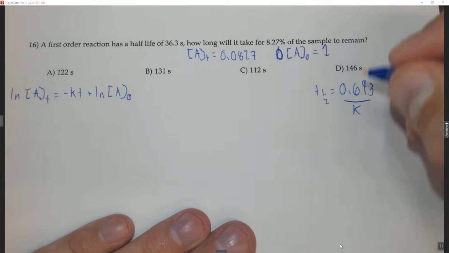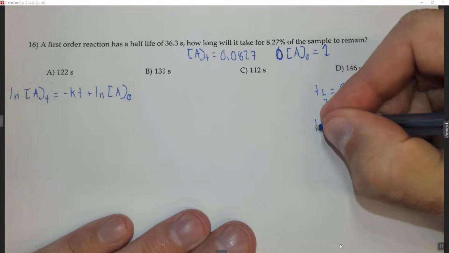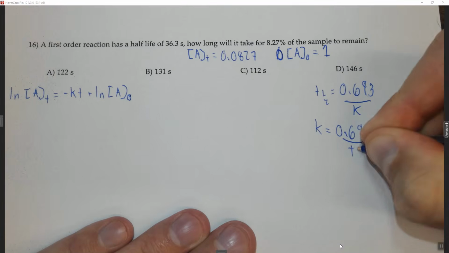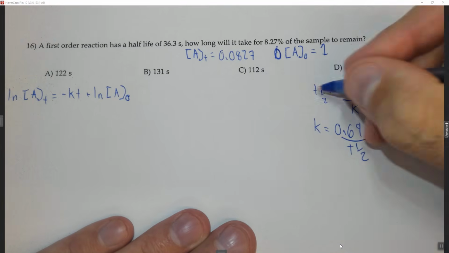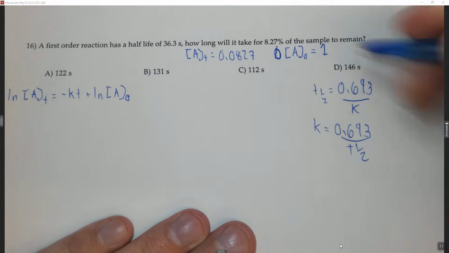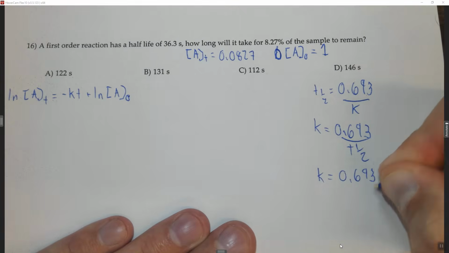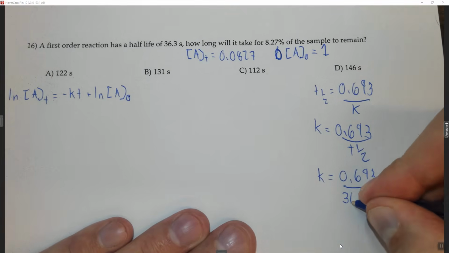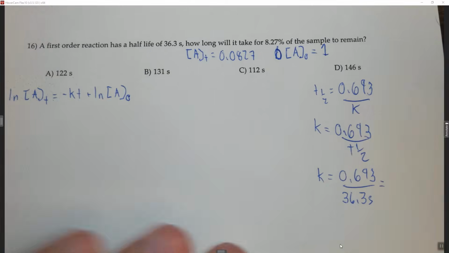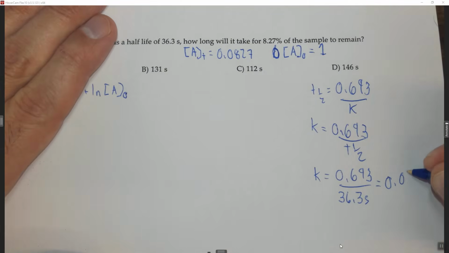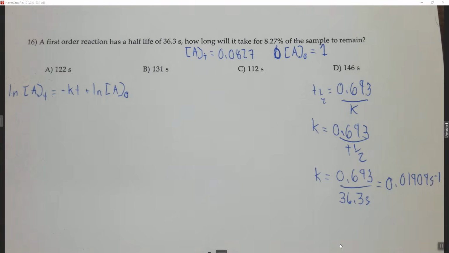So in this case, if we rearrange this, we find that k equals 0.693 over t1/2. So cross multiply, then divide by t1/2, and you get this equation. So k equals 0.693 divided by the 36.3 seconds, which is equal to 0.01909 seconds to the minus 1.